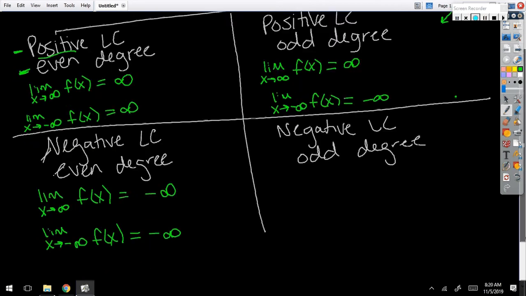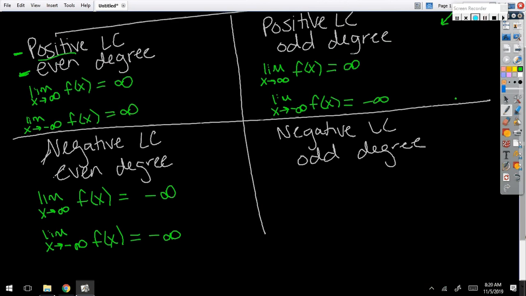Last one. So now I'm thinking odd degree, so I'm thinking a line with a negative slope. So it's going to be exactly the opposite. I hope you guys came up with this on your own. Did y'all figure it out? Good.